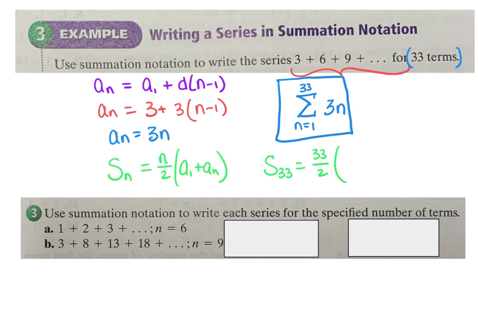What's my first term? 3. What's my last term? That's my last n. What's my last term? It's 99, right? It's the explicit formula. And then I can actually calculate that out if I wanted to do the actual summation of this. So if they ask for the summation notation, that's your little symbol. If they tell you to then actually calculate the series, actually do the summation, then you would do your formula.